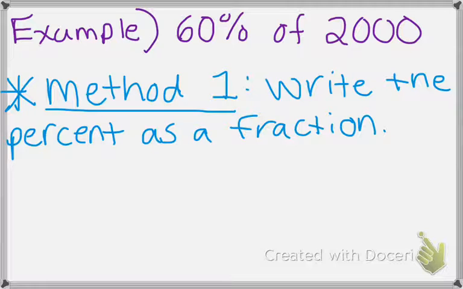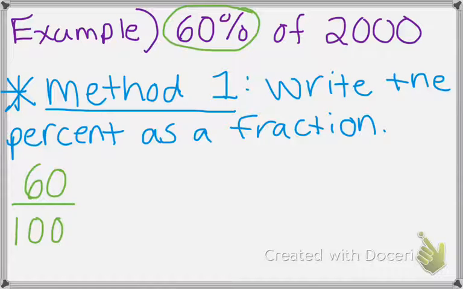Okay, so the first method is write the percent as a fraction. How do you write a percent as a fraction? Well, it's always over 100, right? So you take 60%, and to make it into a fraction, you just write 60 over 100, and you take away the percent sign. Next, you are going to multiply it by the total number, which in this case is 2,000. Because we want 60 out of 100, times 2,000, which is the total.